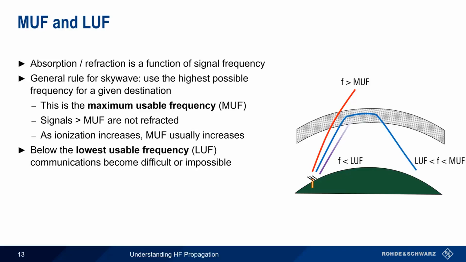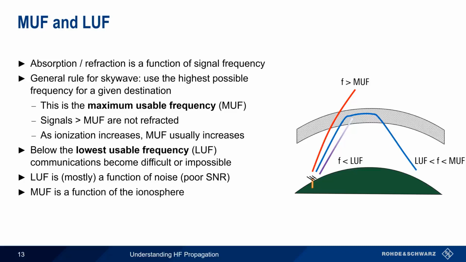There is one very important difference, though, between MUF and LUF. Because the LUF is mostly determined by noise, using higher transmit powers, a better antenna, etc., can improve or lower the LUF. MUF, on the other hand, is entirely a function of the ionosphere. You can't improve or increase the MUF by using more power or a better antenna. The MUF simply is what it is. And as we'll see shortly, if the LUF becomes greater than the MUF, no HF communication is possible.